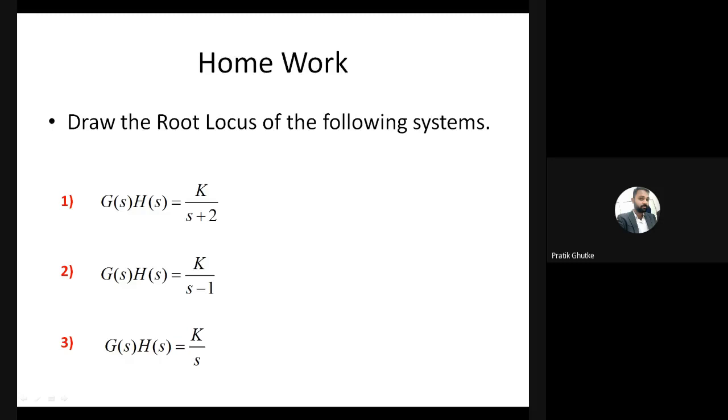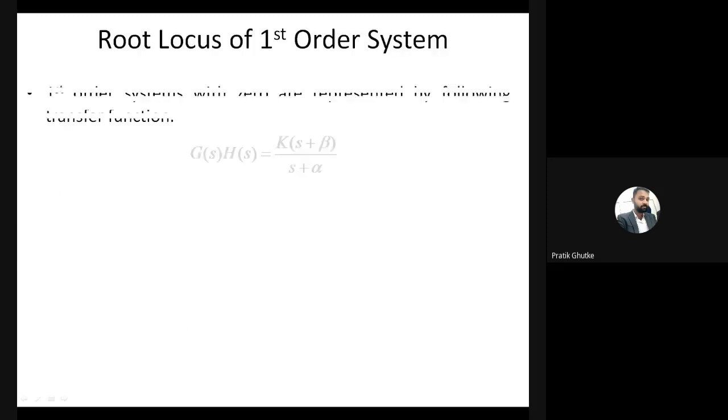So these are the homework numericals for the first order system. Draw the root locus of the following systems. First, G(s)H(s) equals K divided by s plus 2. Second numerical is G(s)H(s) equals K divided by s minus 1. And third, G(s)H(s) equals K by s. So this is all about the first order root locus system.